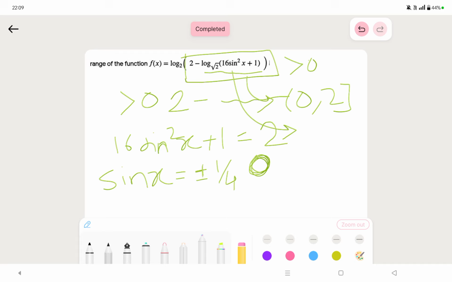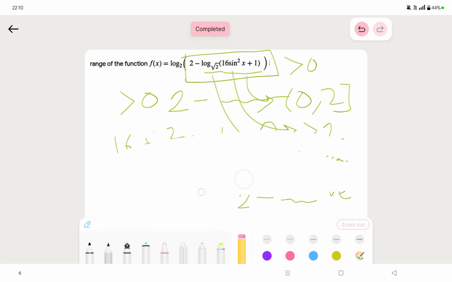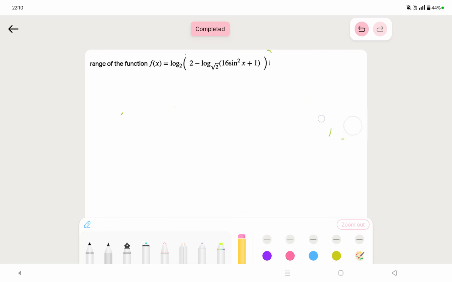If this thing exceeds 2, then this value would be less than 0, because 2 minus something which is greater than 2 will give us a negative value. So you have understood that this stuff will always vary from 0 to 2.